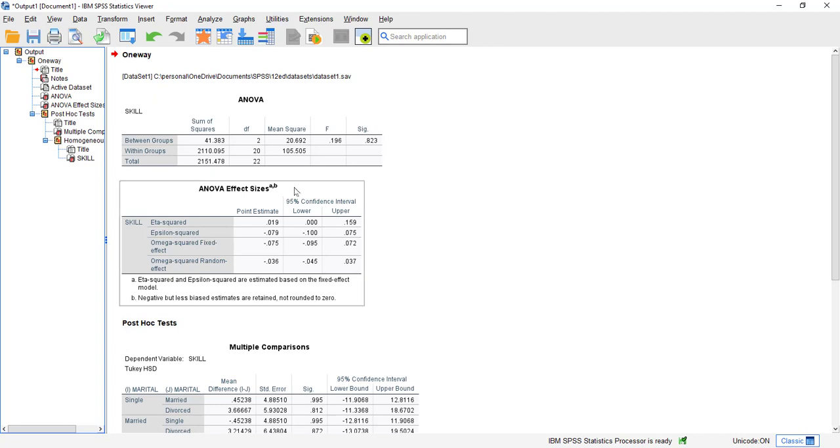we get this. So our source table gives us a significance level of 0.823. So this is not a significant difference. In other words, none of those groups are significantly different from each other. Our eta squared is 0.019, which would be a moderate effect size.